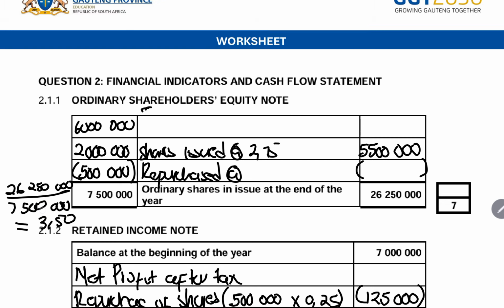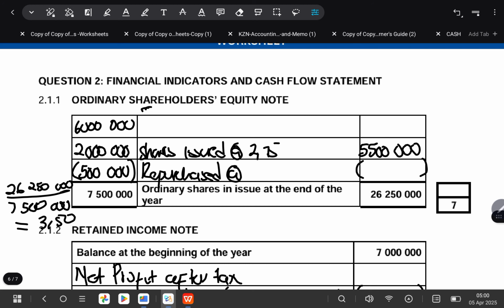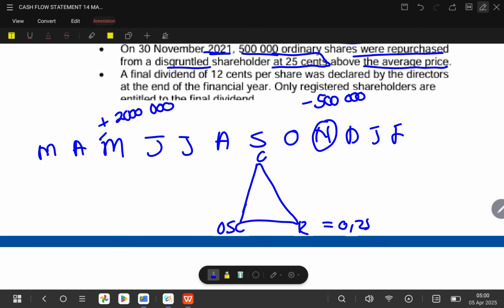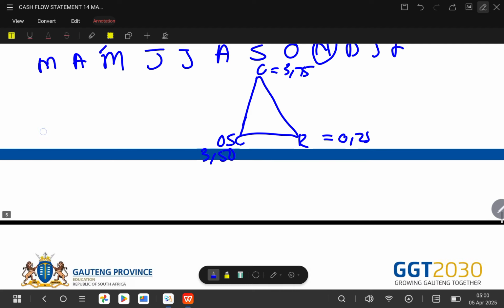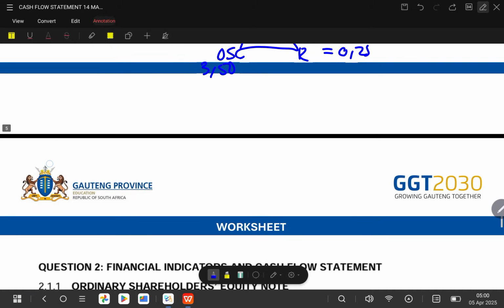So if you remember the story of the triangle that I was talking about, that R3.50 that I was talking about is going to come here. Okay, then the total price will be R3.50 plus 0.25, which will give us the repurchase price of R3.75. So when we go to our cash flow, we're going to use the R3.75 for the repurchase of shares, but we will record that as soon as we can.